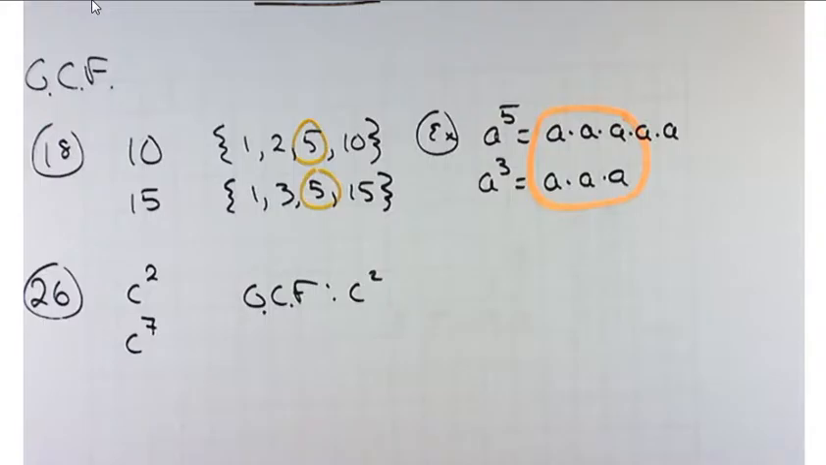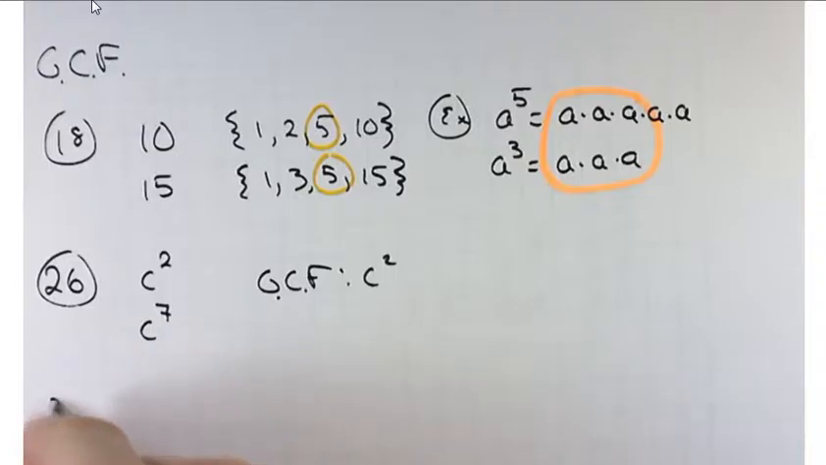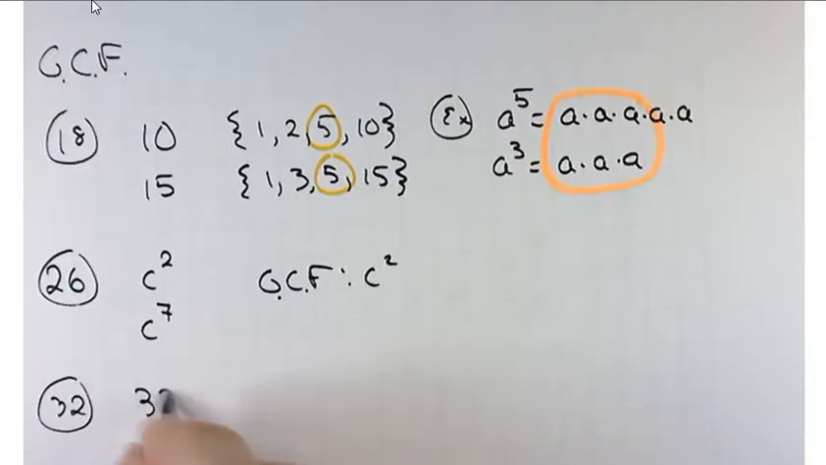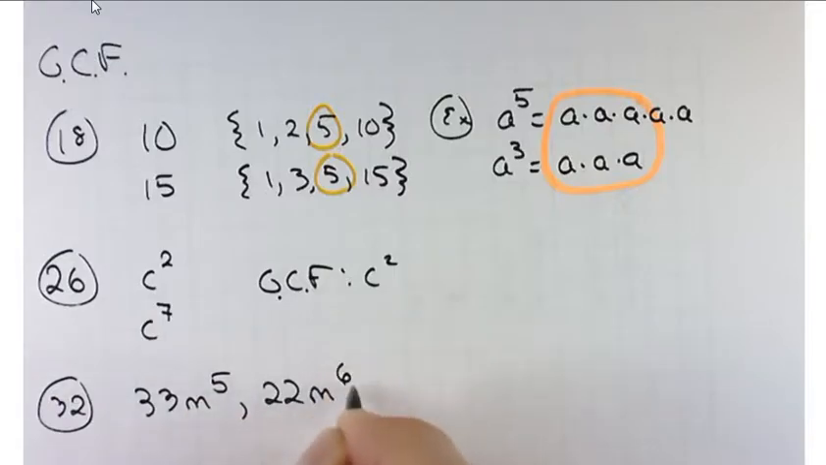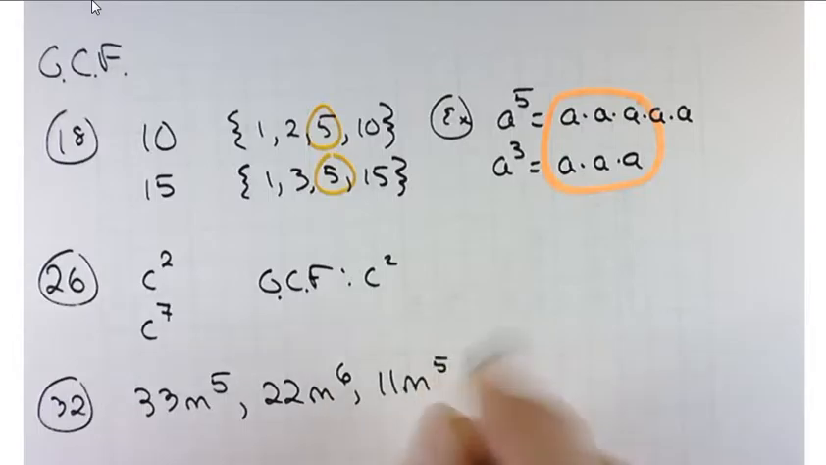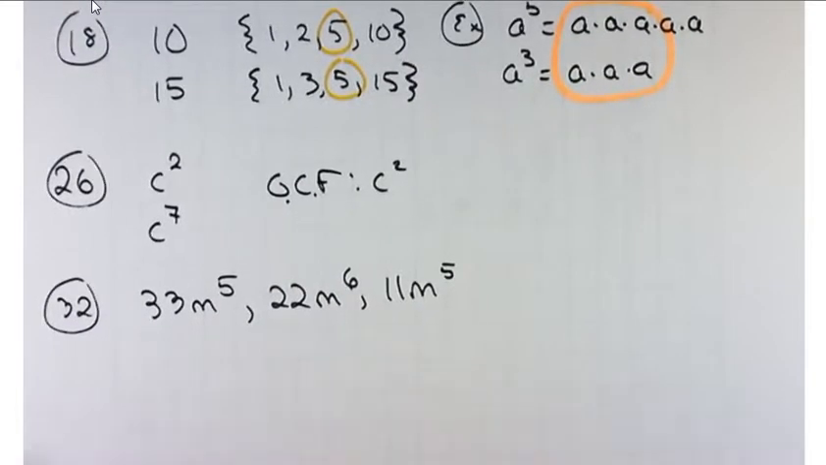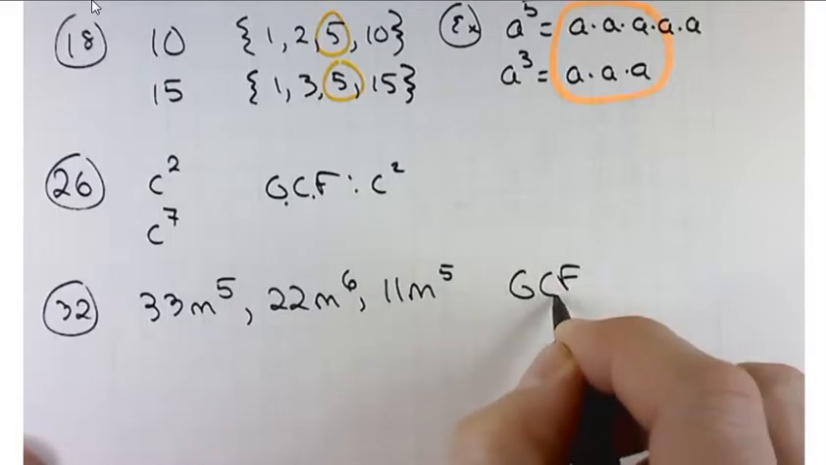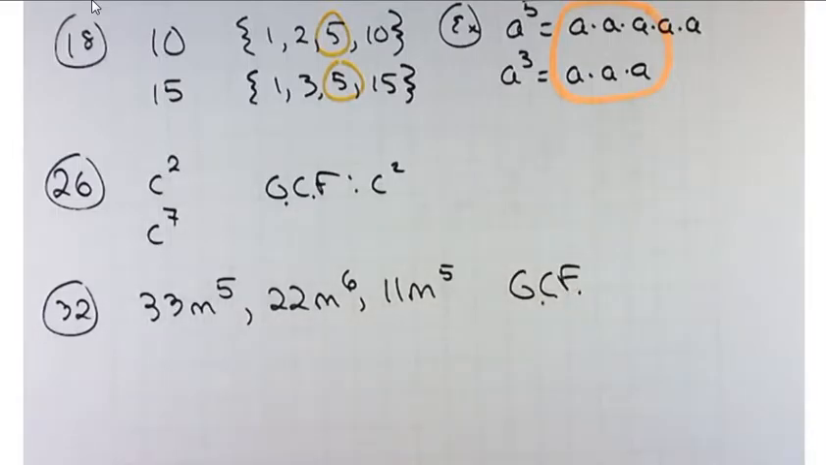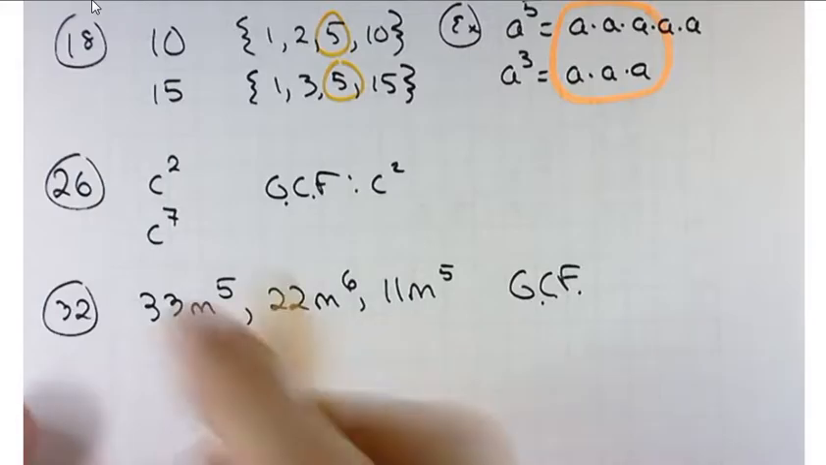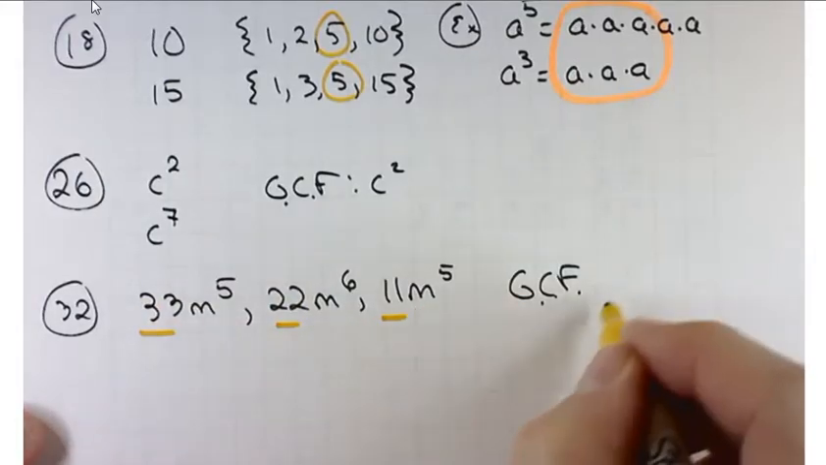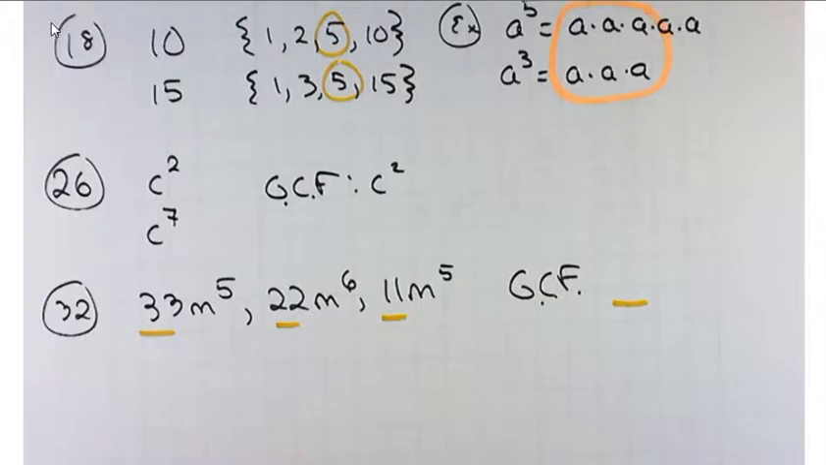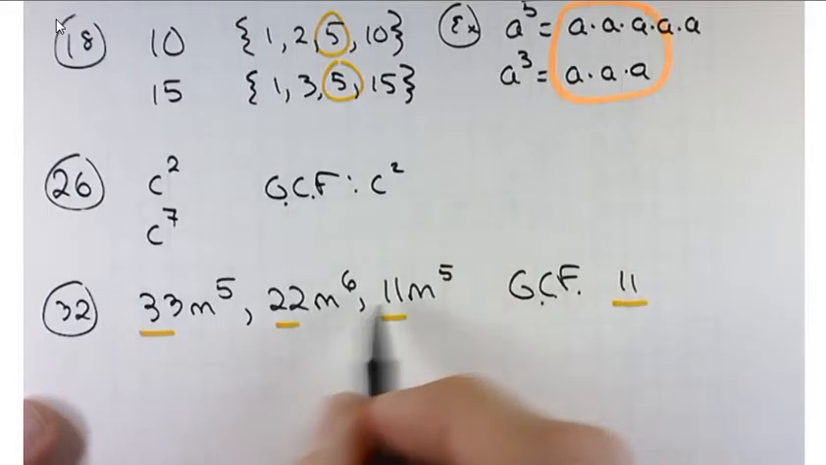Let's extend that a little ways to problems like number 32. 33 m to the 5th, 22 m to the 6th, and 11 m to the 5th. As far as the GCF is concerned, there's really a couple parts here. There's the number part, what's common to all the numbers, and then there's the variable part, what's common to all the variables. So let's start with the number part. Is there anything that's in common to all 3 of these? 11, sure, 11 divides each of those.